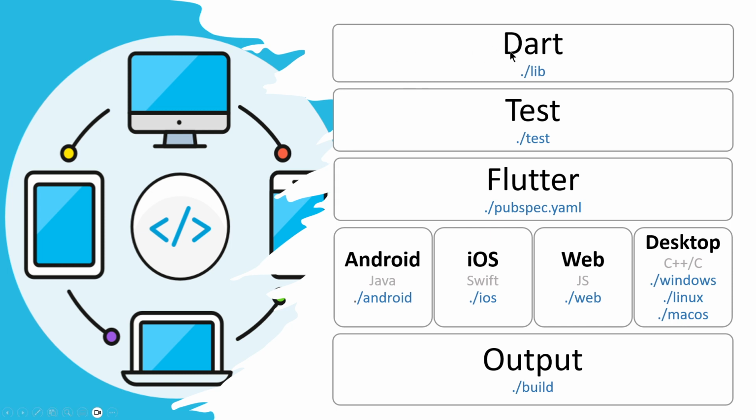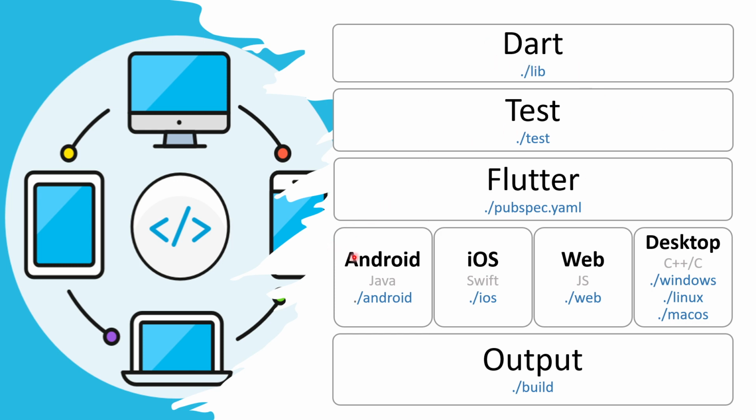Let's think about this as a journey from the beginning of working on the project until the last step in the project, which is the output. So at the beginning, you write code in Dart, right? And if you remember, we said that Flutter is the framework, Dart is the language. So you start with Dart, you write Dart code. And you write it in the lib folder.